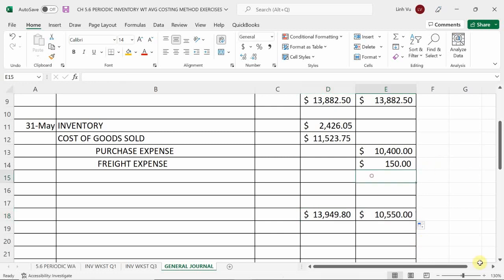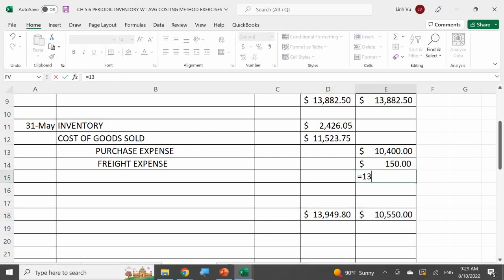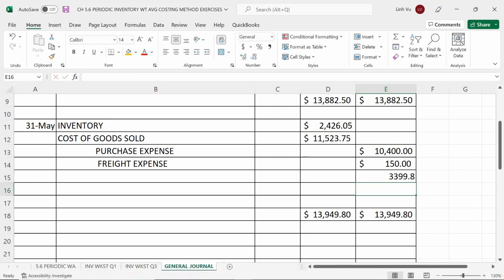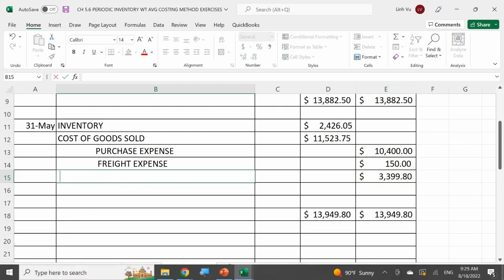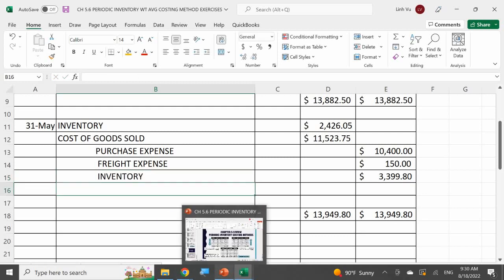So that means I'm missing something here. Let's do the calculation. 13,949.80 minus 10,550. I'm missing a number that's worth $3,399.80. And where have we seen that before? The beginning balance in my inventory. So you always need to remember, if you have beginning inventory, you have to put that in there as well.